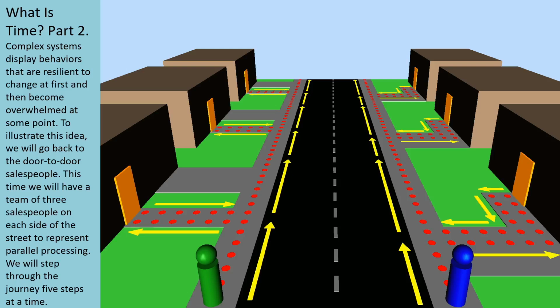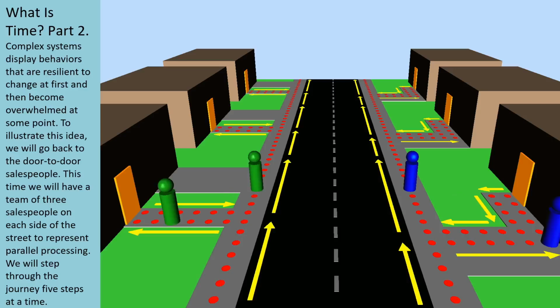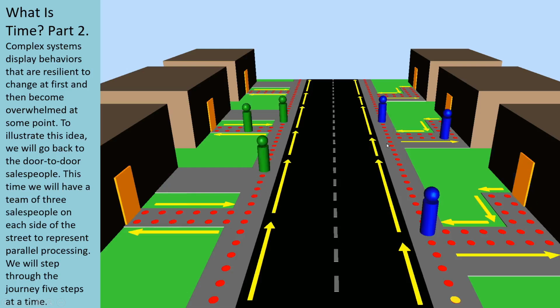This time, we will have a team of 3 salespeople on each side of the street to represent parallel processing. We will step through the journey 5 steps at a time. And now we will step through the journey. We see that the teams are processing their side of the street, and then people are splitting off to do the little sub-processes. We keep going. We see the second set of people splitting off doing the sub-processes. And then the teams keep going, and then eventually they come back together at the very end.